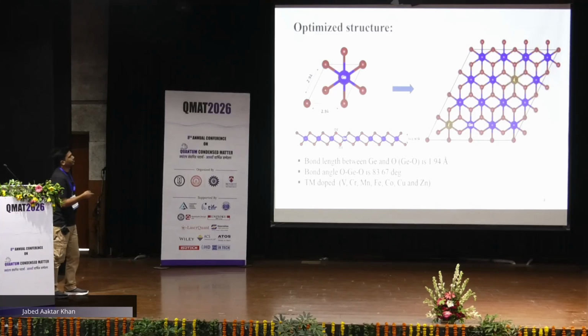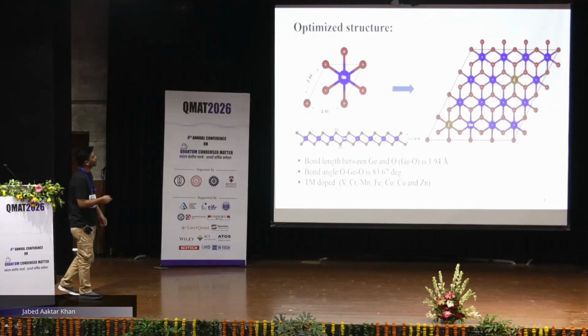Here we show the structure optimization. This is the unit cell of GeO2 monolayer having lattice parameter 2.9 angstrom, Ge-O bond length 1.94, and the angle between O-Ge-O is 83.67 degree. And this is the 4x4x1 supercell for germanium dioxide. Here we dope transition metal atoms such as iron, cobalt, manganese in the position of germanium and optimize the structure. After optimization, we check the bond length and bond angle, which are almost constant compared to the pristine.